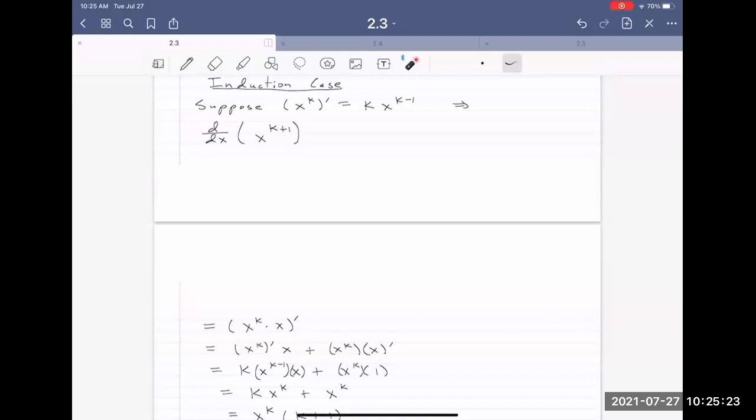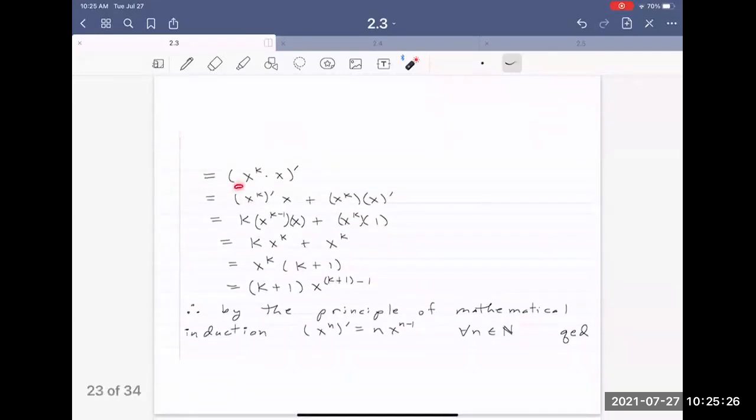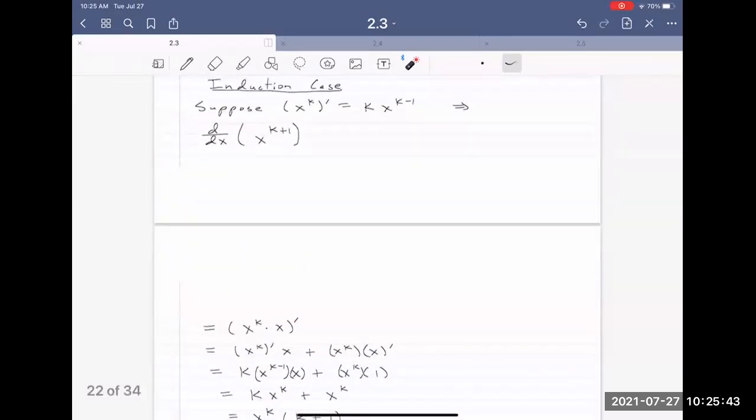By Leibniz rule, the product rule, the derivative of x to the k times x is the derivative of x to the k times x, plus x to the k times the derivative of x. The derivative of x to the k, by our induction hypothesis, is just equal to k x to the k minus 1, times x, plus x to the k times the derivative of x. The derivative of x is 1.